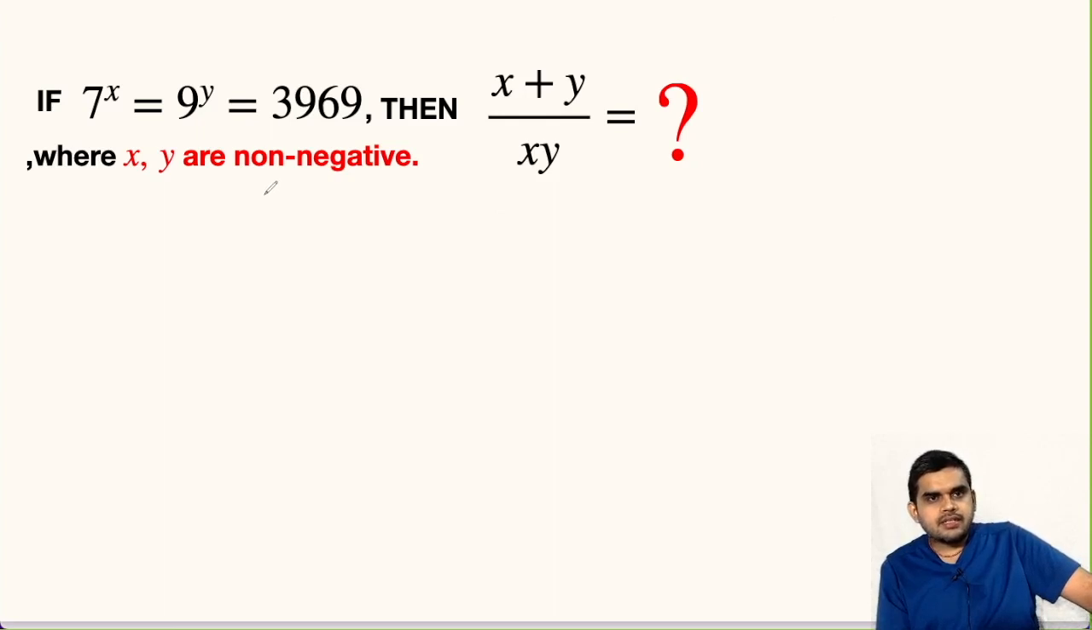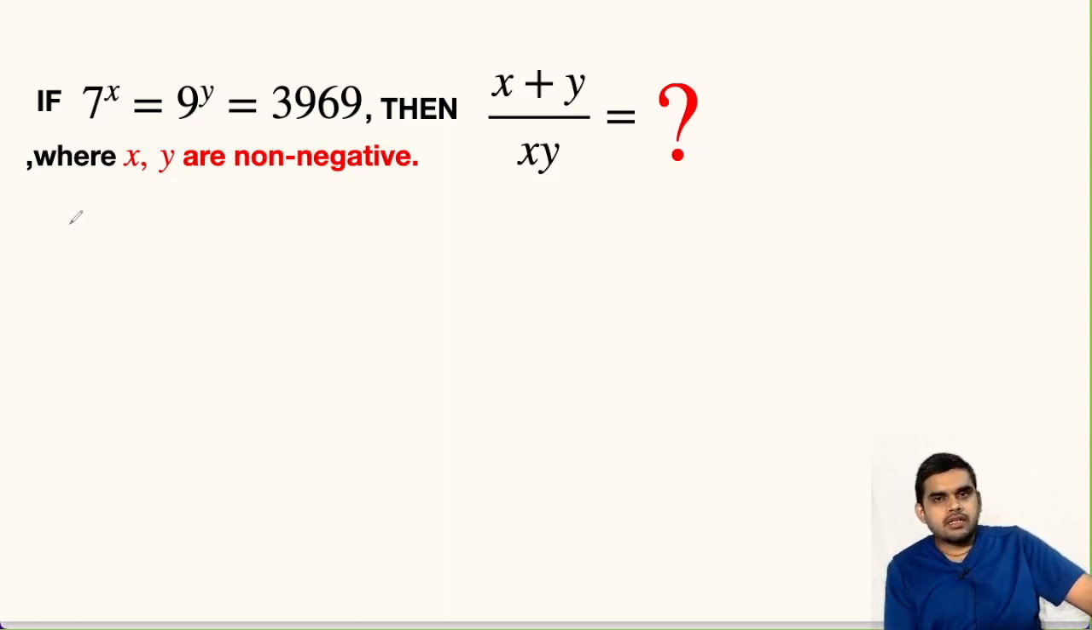In this question, it is given that 7 power x equals 9 power y equals 3969, and we are asked to find the value of (x plus y) divided by xy.